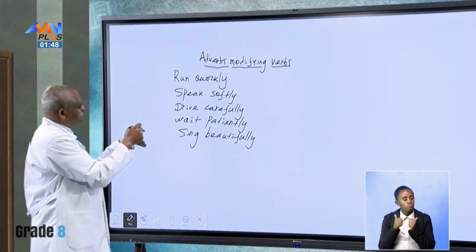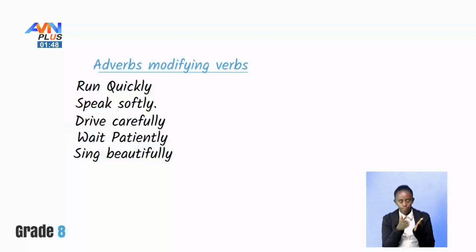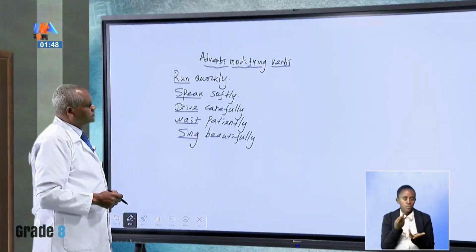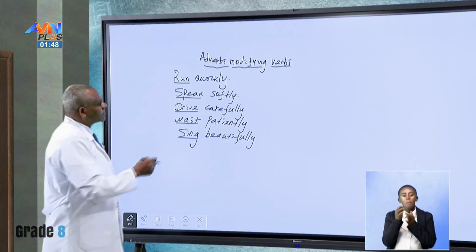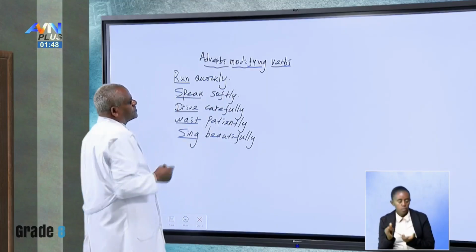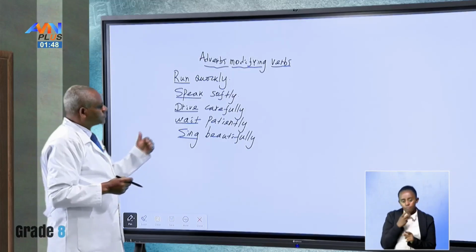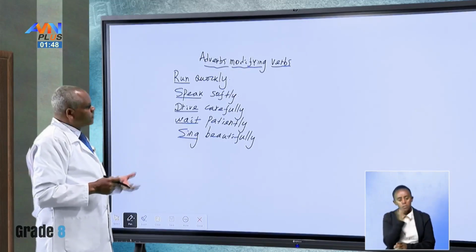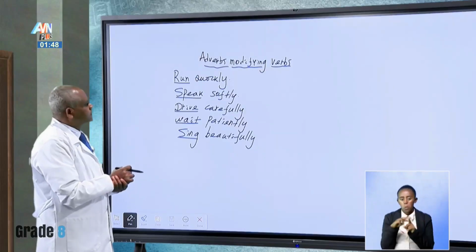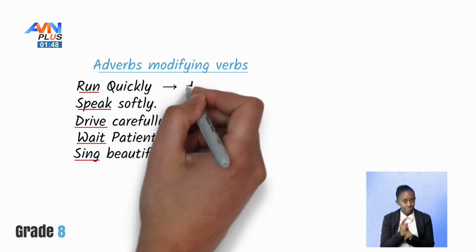Look at this. All the first words before the adverbs belong to the verb. Run is a verb. Speak is a verb. Drive is a verb. Wait is a verb. Sing is a verb. So these are modified by the adverbs. Run quickly, right? Don't forget that quickly modifies a verb. Speak softly, drive carefully, wait patiently, sing beautifully. We are welcome to use these adverbs in a sentence too. Let's use some sample sentences for each.